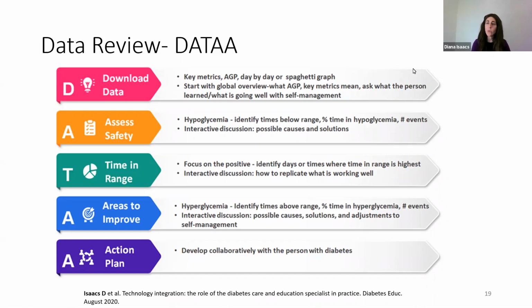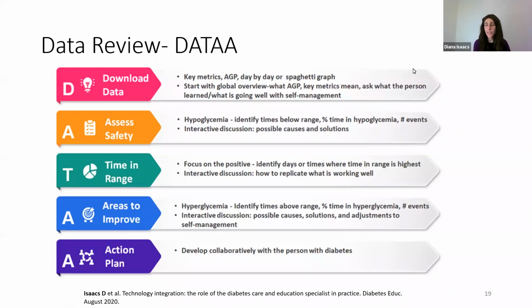And in doing that, you go through what those key metrics are, and you introduce the person really to time in range and things like that if they're not already familiar with it. And you ask them what they've learned from wearing the device so far and what their thoughts are. The next key to this is about assessing safety.